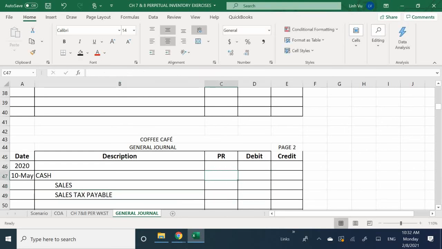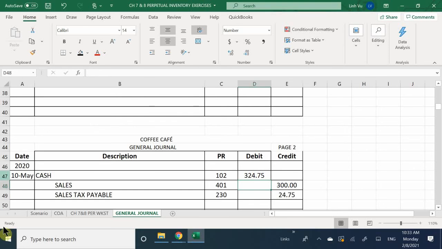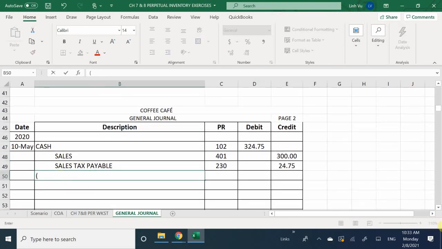Okay. So again, cash is 102. My sales is 401 and my sales tax payable was account number 230. So if I sold 30 mugs at $10 each, what is my total sales? 300. All right? And then of course, what's my tax on that? 24.75. $24.75, bringing my grand total of cash to be 324.75. And of course, I'm going to indicate here that I sold 30 mugs.